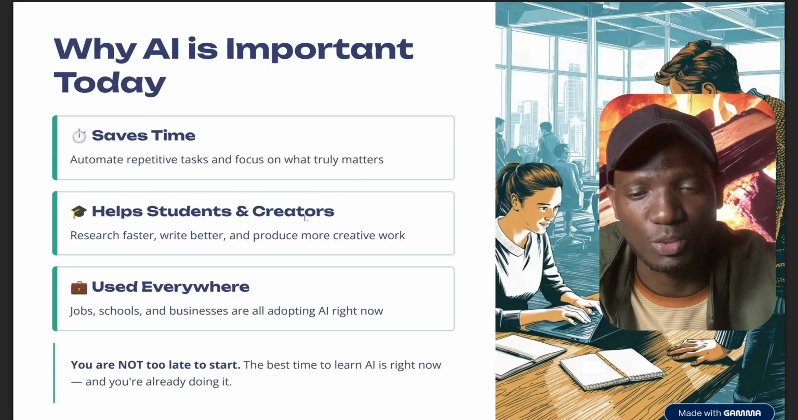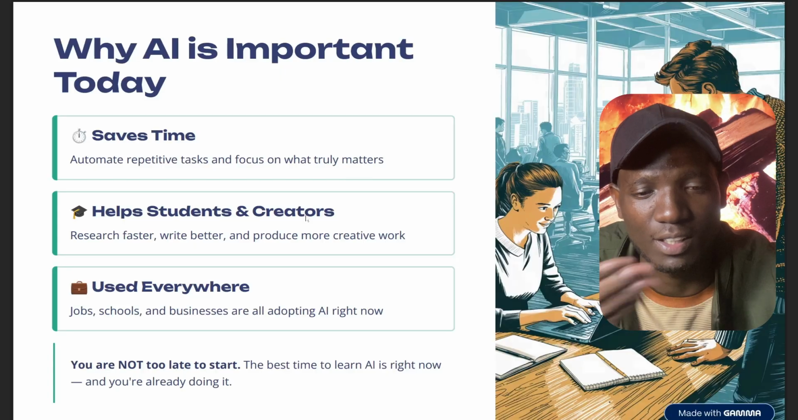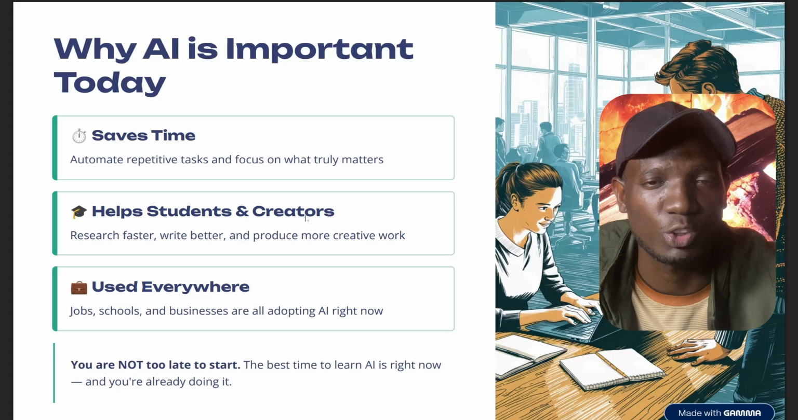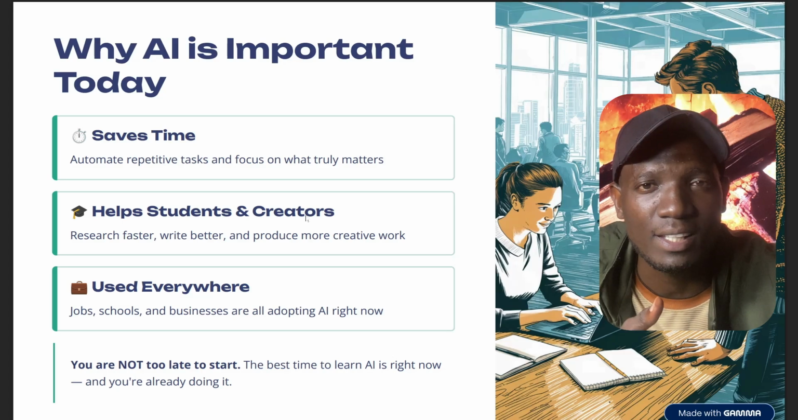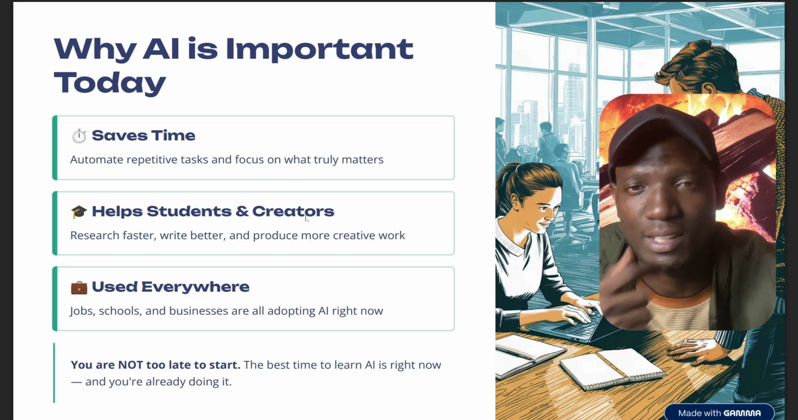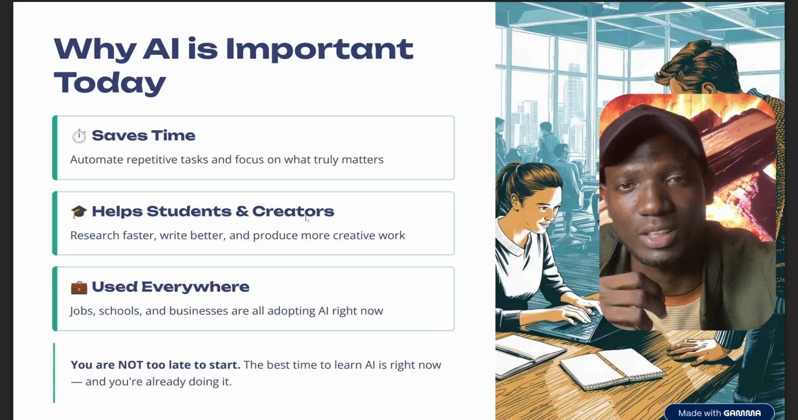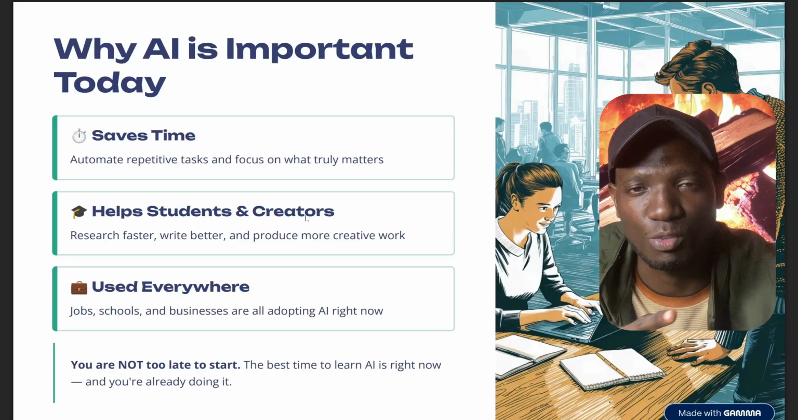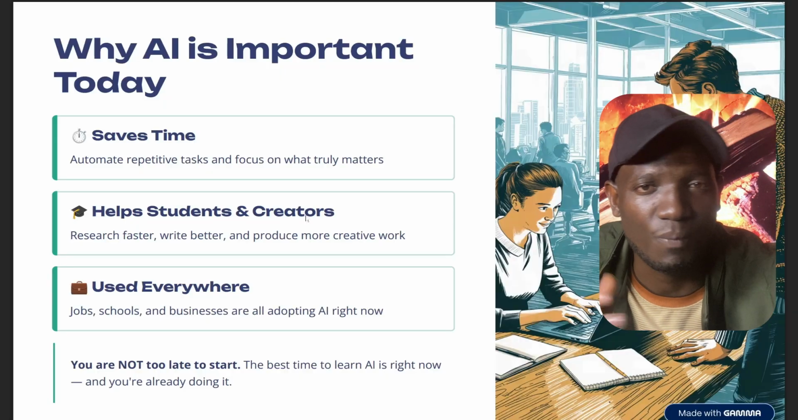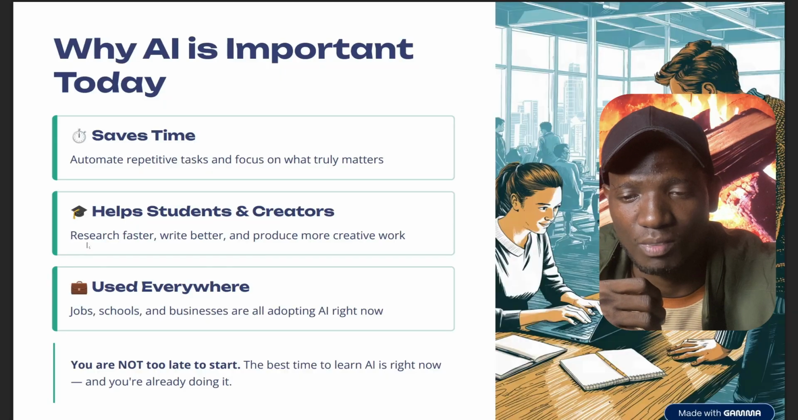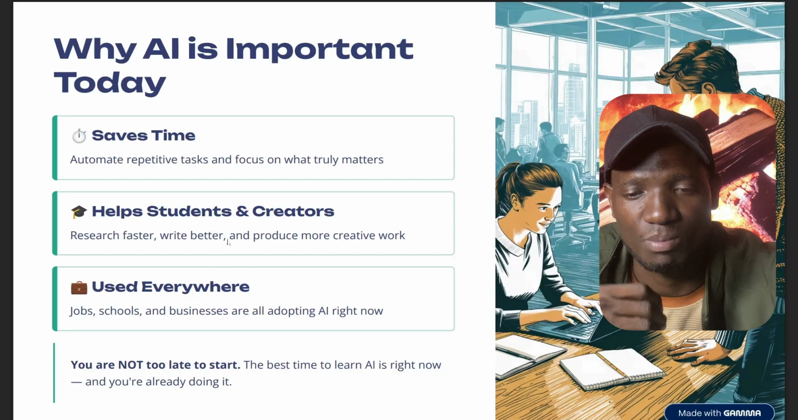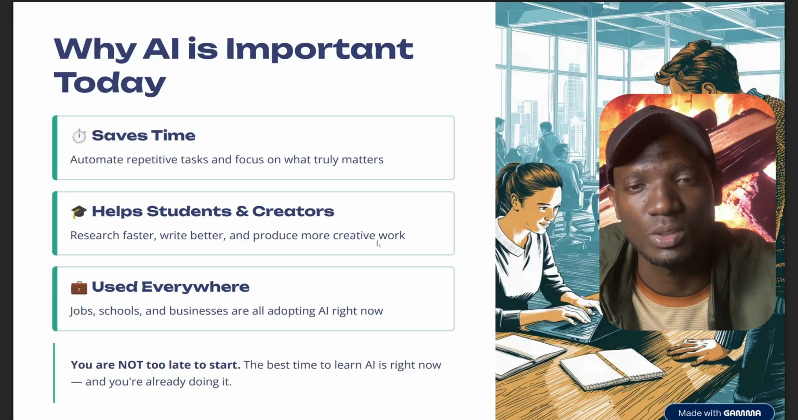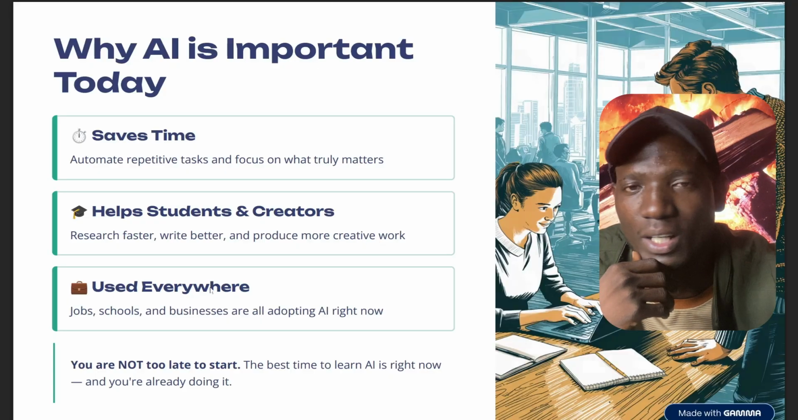It can help students and creators. Even personally, AI has helped me. For example, this very beautiful presentation I've created with Gamma AI. About Gamma AI, there's also a video I created some time back where I explain how to use Gamma AI, the benefits of Gamma AI, and so on and so forth. You can go ahead and find my channel. It helps you research faster, write better, and produce more creative work. Students in schools have actually used AI tools. So AI is used everywhere right now.